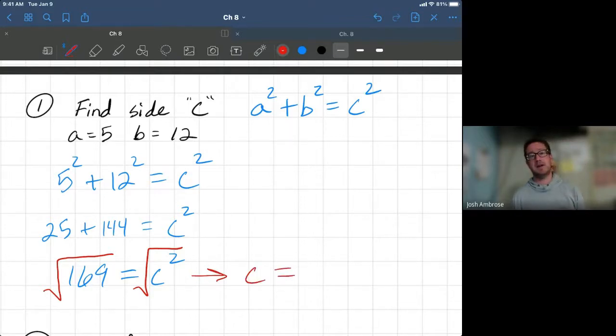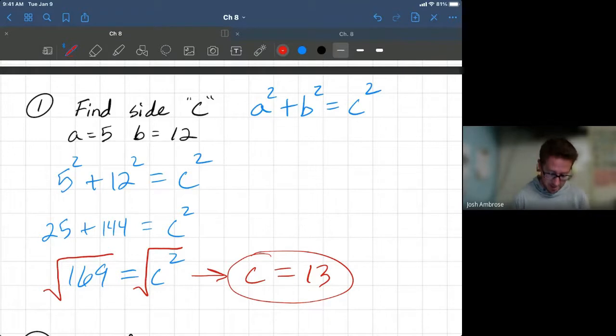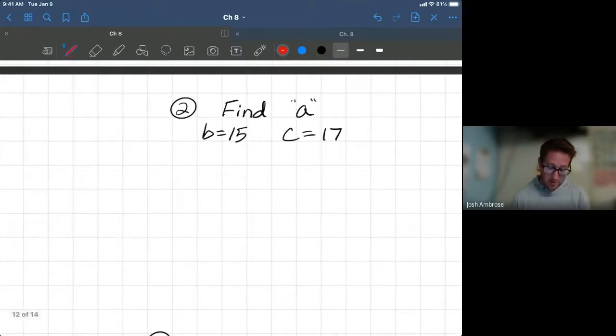It's by itself. And this is where it's really going to come in handy if you have all of those perfect roots memorized from 1 to 20. 1 times 1, 2 times 2, 3 times 3, all the way up to 20, because you will actually now know that 169 is 13 times 13, which means the square root of 169 is 13. There we go. All right, so that's number 1. That's example problem 1. Example problem number 2. All right, so they give us C, they give us B, they don't give us A.